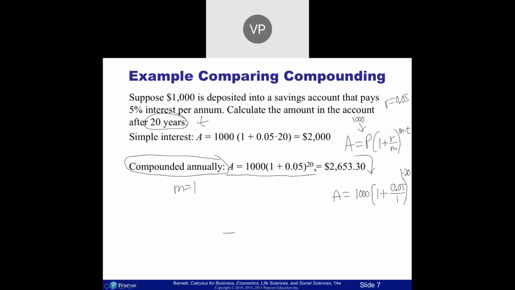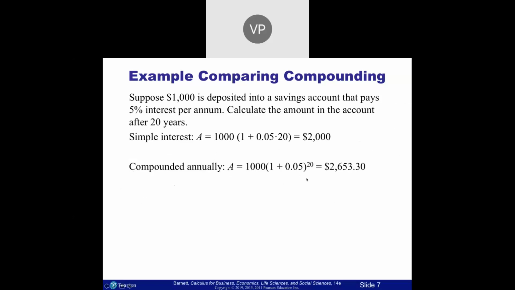Now, of course, all of this, we have to make sure we know how to get the answer. Just think of a challenge when you're doing these problems.